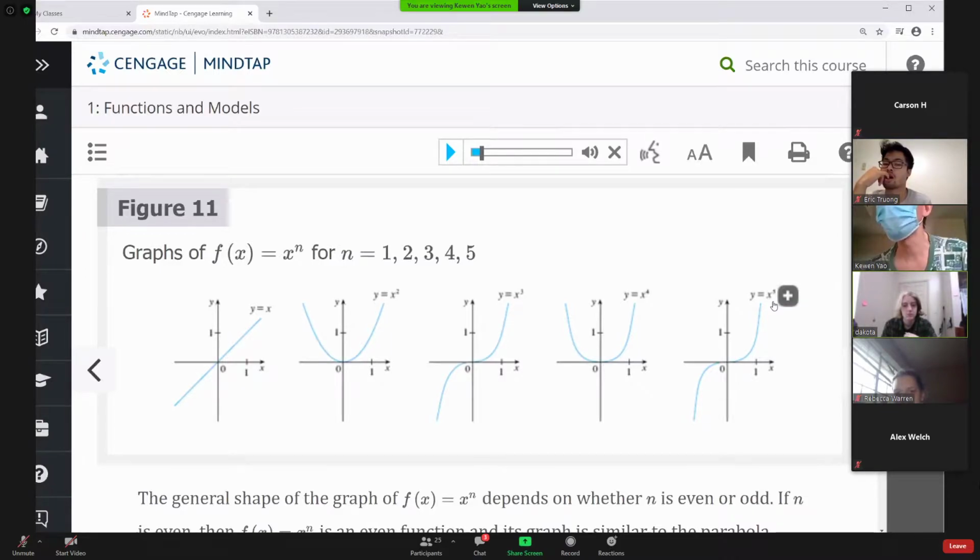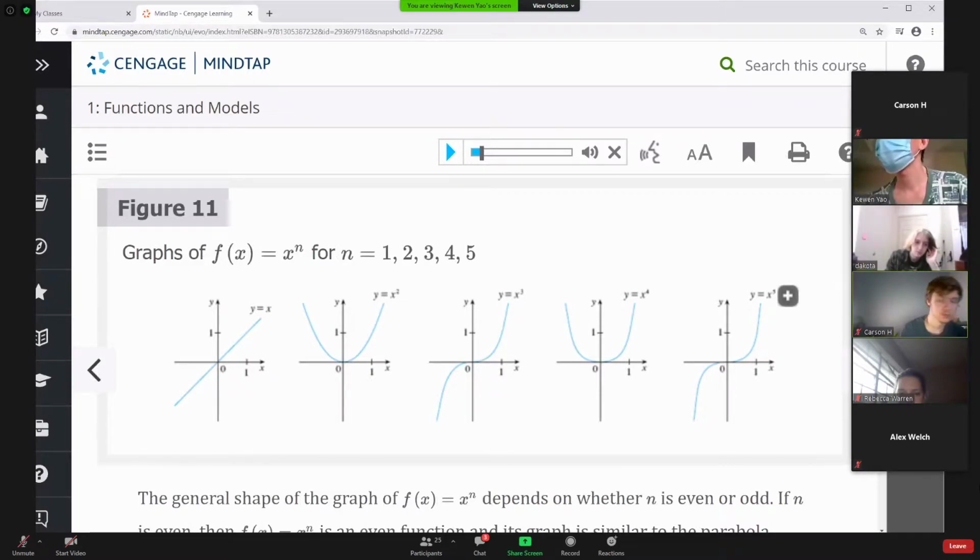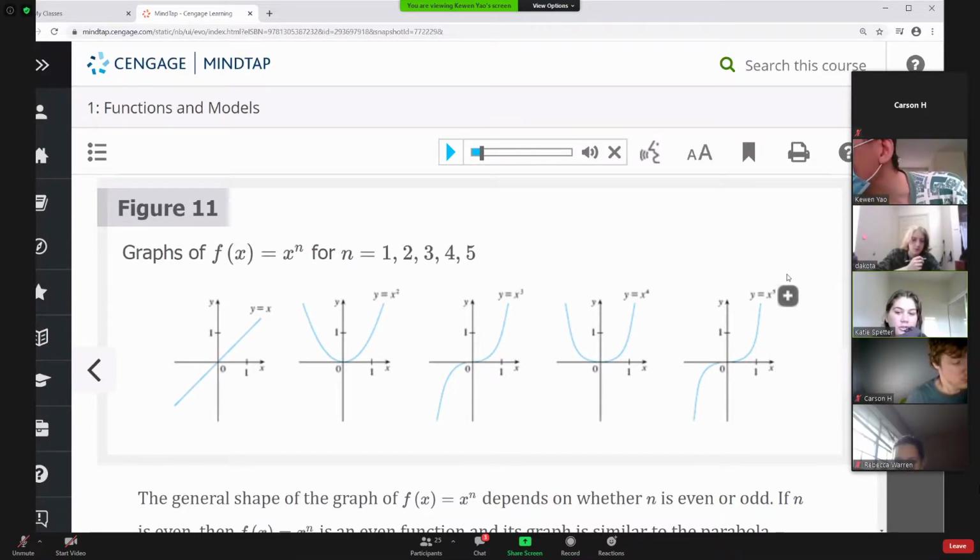n equal to 5. Tell me, is this an even function or an odd function, for the fifth power? This function, the last one, is it an even function or an odd function? An odd. Alex, what's an odd function? Tell me why it's an odd function. Why is the function an odd function? Because it's symmetrical. Jonathan, it's symmetrical with respect to what?